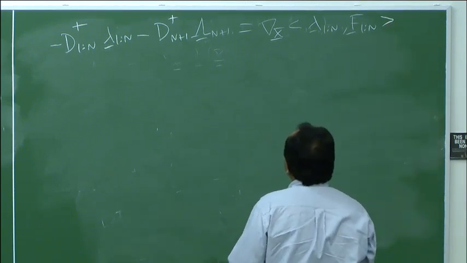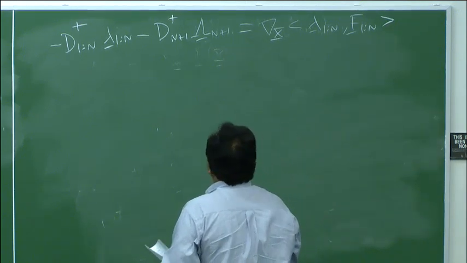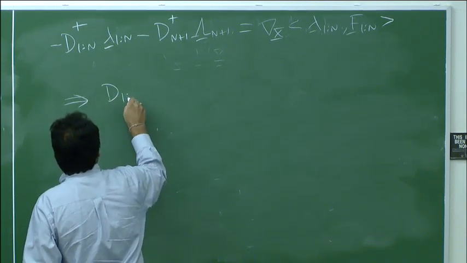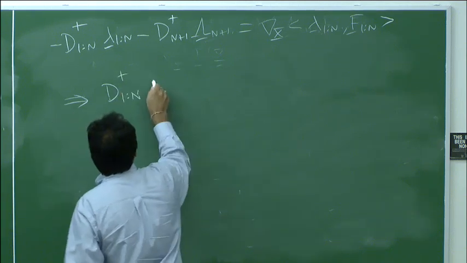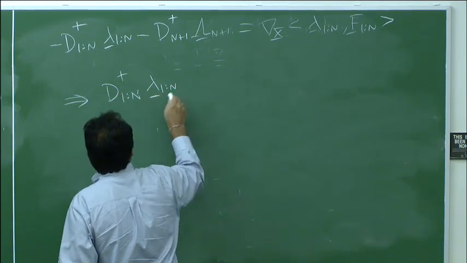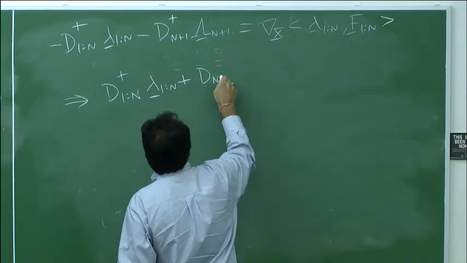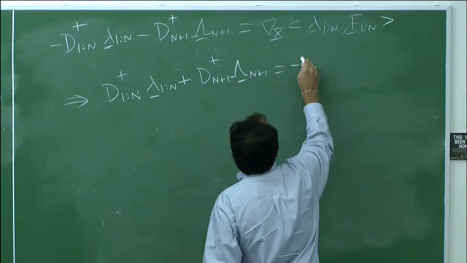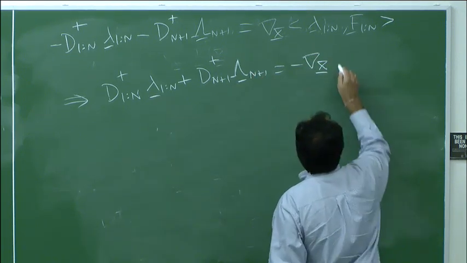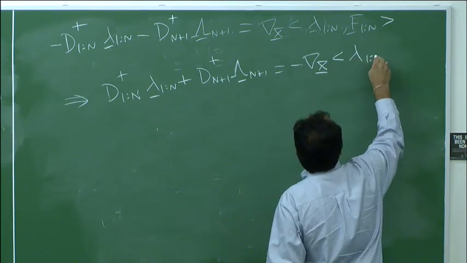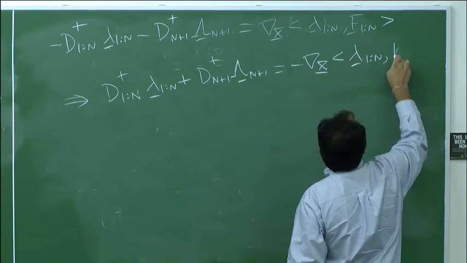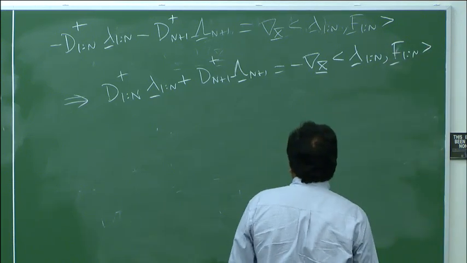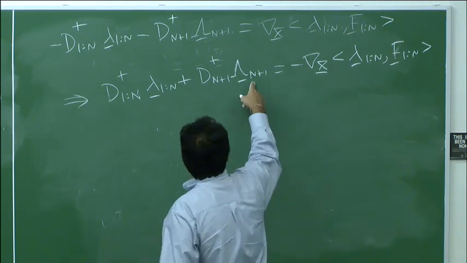Now, you can see that this looks like the costate equation, because if I rearrange this, I can rearrange it to be the following. D_{1:N} dagger times lambda_{1:N} plus D_{N+1} dagger times capital Lambda_{N+1} equals minus the gradient with respect to x of the inner product of lambda at the Gauss points with f_{1:N}. So this would work out if I defined this to be the final costate.